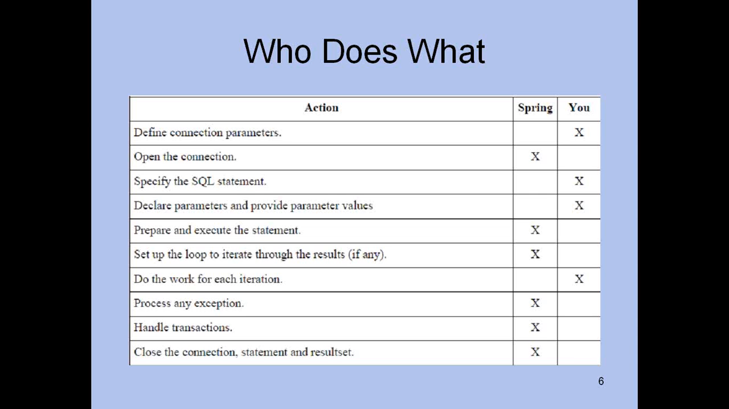Defining connection parameters you have to do. What are the connection parameters? Database URL, port number, host name, service name of the database. That entire thing forms one database URL, as well as database user ID, database password. These connection parameters you have to define. And Spring will open the connection.